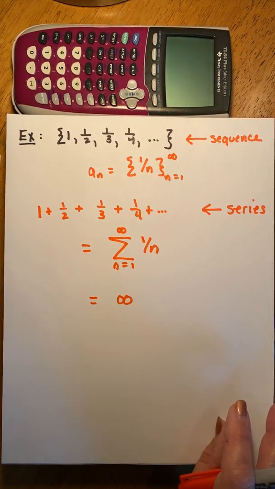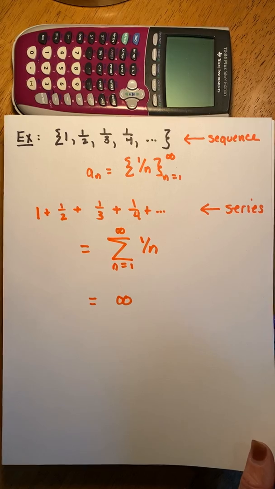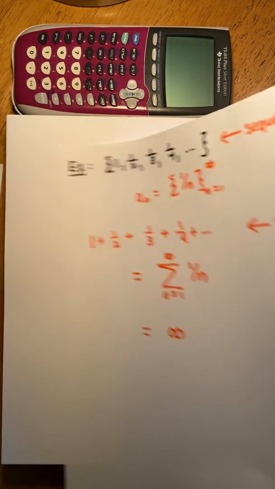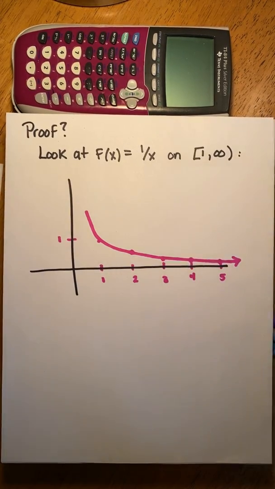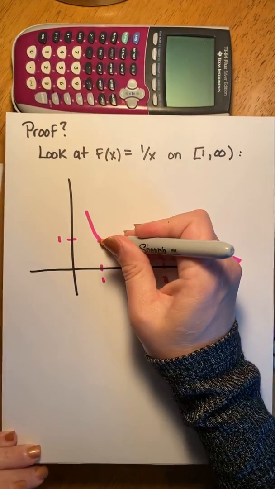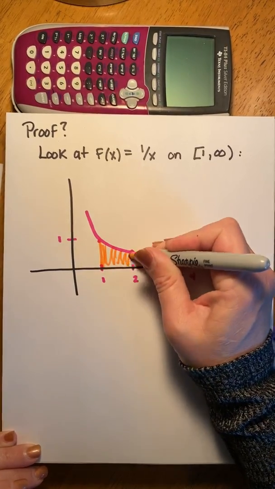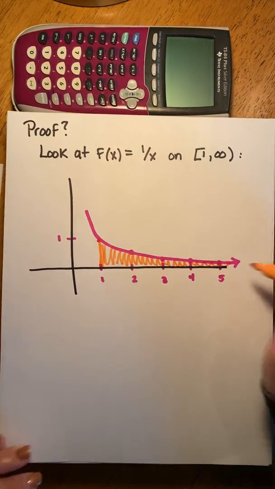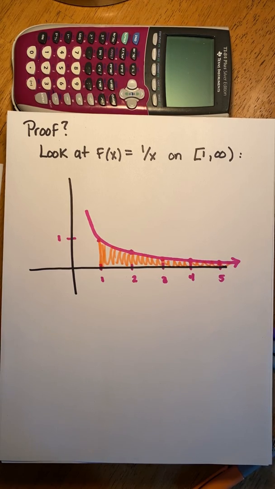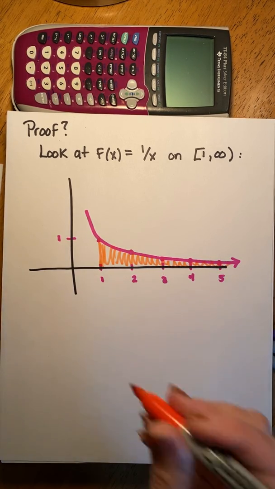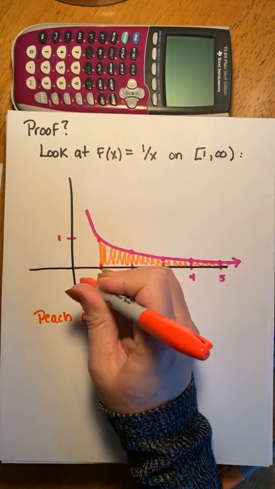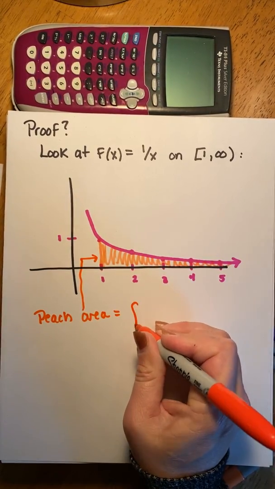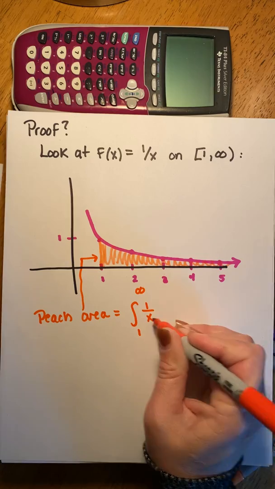So my best justification for this is, let's compare it to the graph of 1/x. All right, so let's look at the graph of 1/x from 1 to infinity. And let's look at the area from 1 to infinity. So if we go back to our chapter 7 notes, we see that the peach area under here is equal to the integral from 1 to infinity of 1 over x dx.